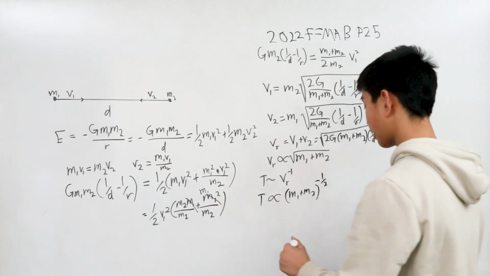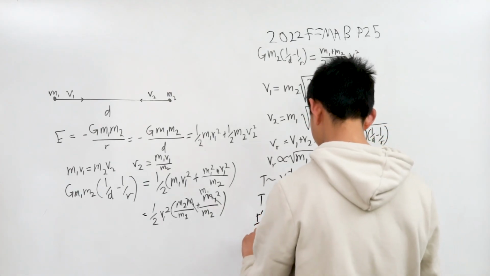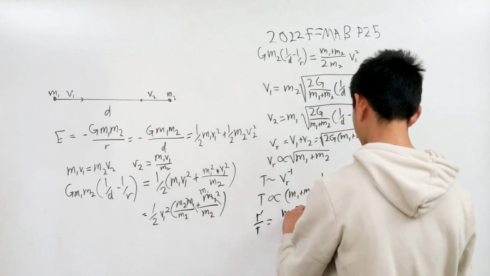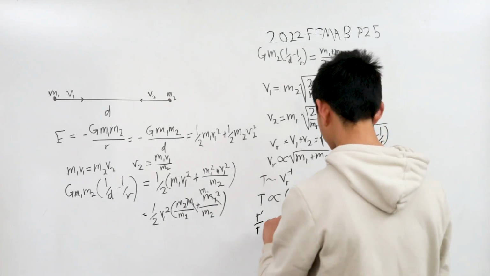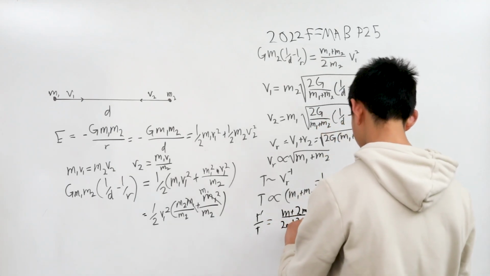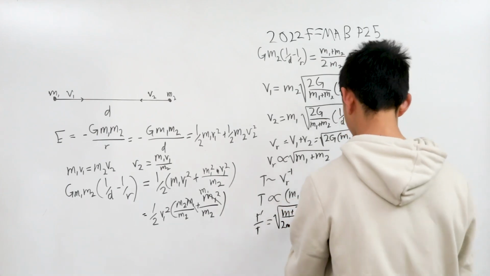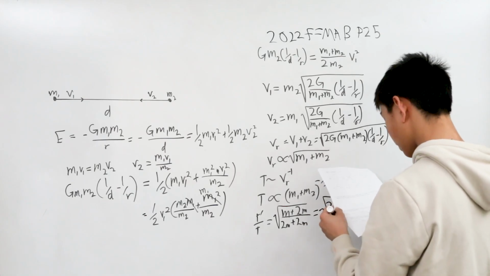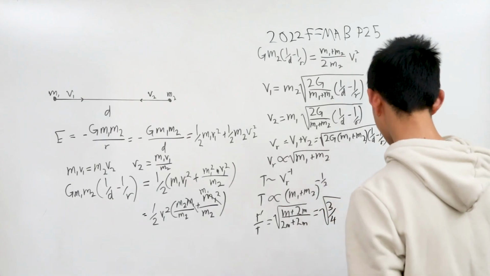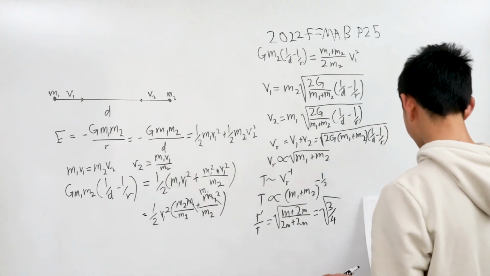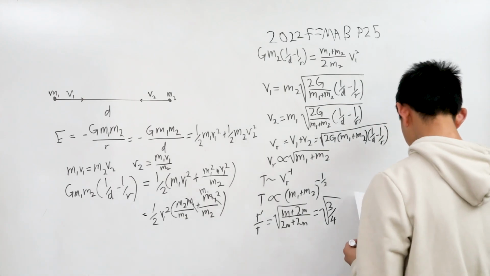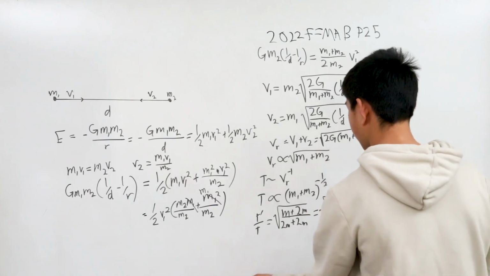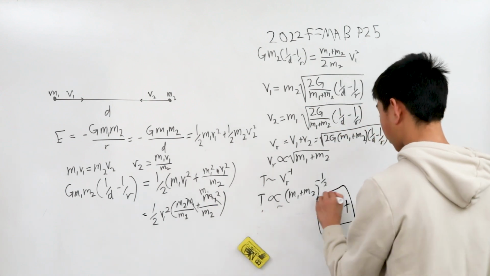We then get that t prime over t, or the change in time, is equal to the square root of m plus 2m over 2m plus 2m, because the other mass is 2m. Take the square root of that, and it is equal to the square root of 3/4. So we know that the factor is 3/4. So for our answer to this problem, it's D, the square root of 3/4 times t. So if we just add on a t at the back, this would be our answer for problem 25.